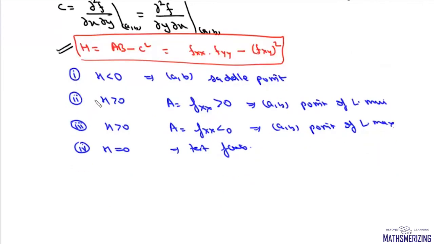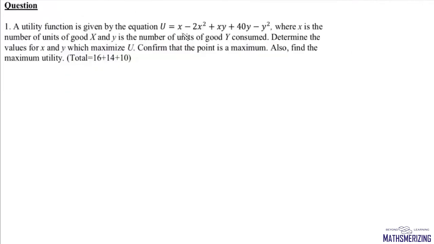Say for example, a utility function is given by the equation u equals x minus 2x square plus xy plus 40y minus y square, where x is the number of units of good x and y is the number of units of good y consumed. We need to determine the values of x and y which maximize u. We have to confirm that the point is a maximum, and also we need to find its maximum utility. So we are given this utility function, u equals x minus 2x square plus xy plus 40y minus y square.